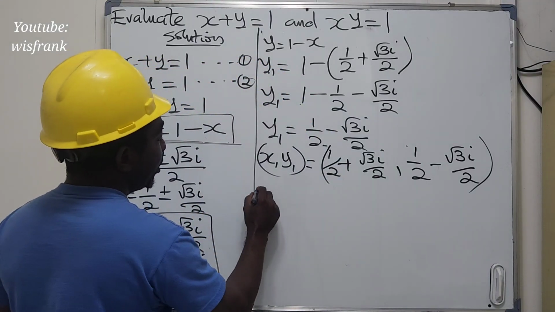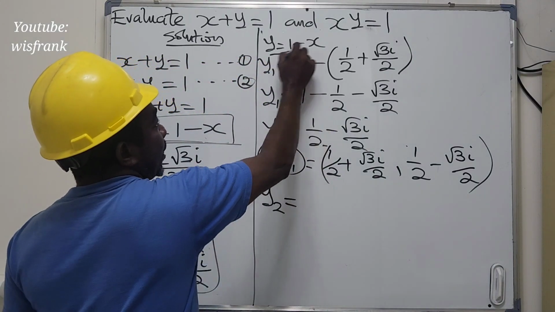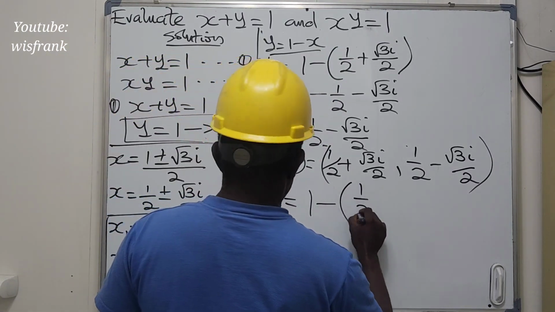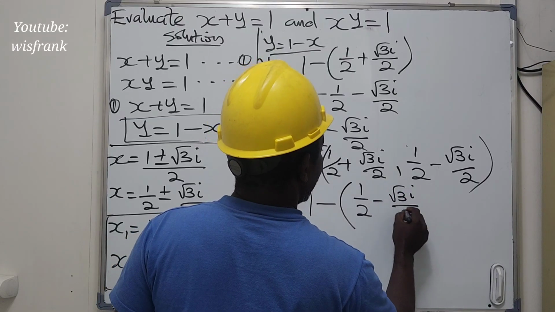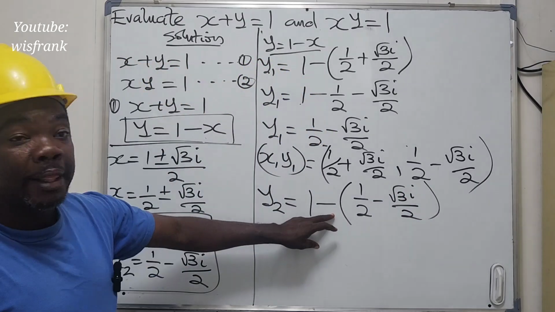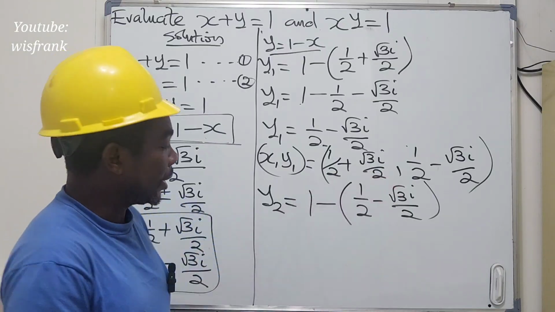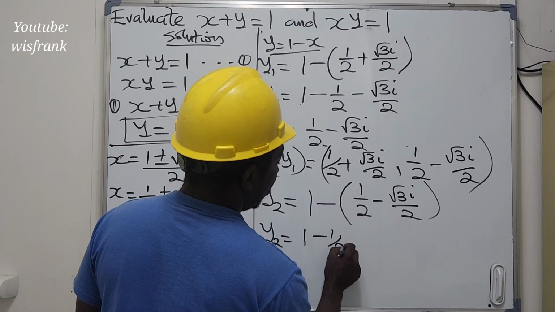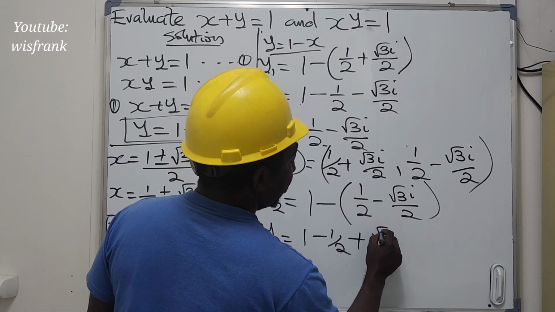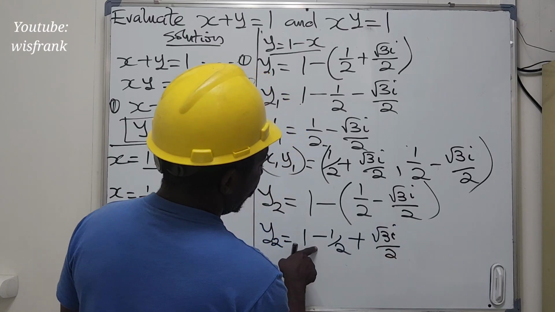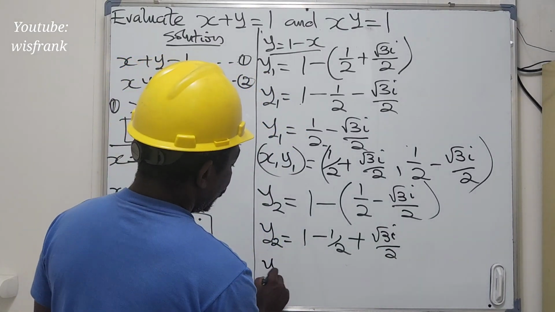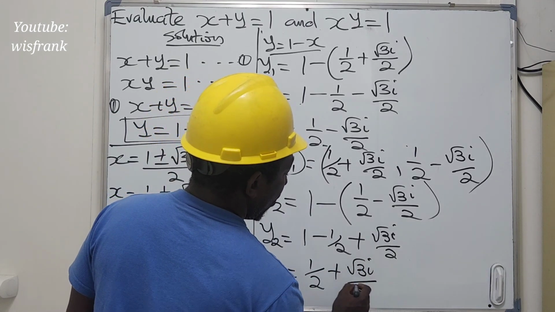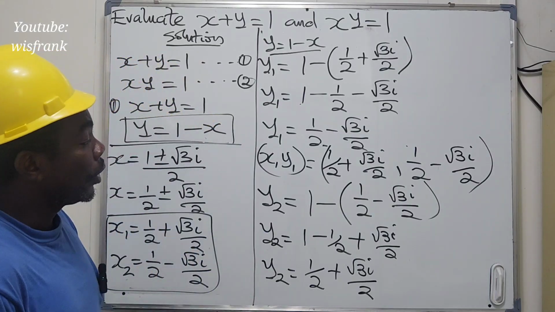So for the second one, which is y2, this equation is going to be 1 minus x2. This is 1 all over 2 minus root 3i all over 2. In this case, we need to expand this by multiplying the minus into the parentheses. This is going to give us y2 as 1, this time minus 1 all over 2, and this time plus root 3i all over 2. We all know that 1 minus half is half. So y2 equals 1 all over 2 plus root 3i all over 2. So this is the value of y2 that we have.